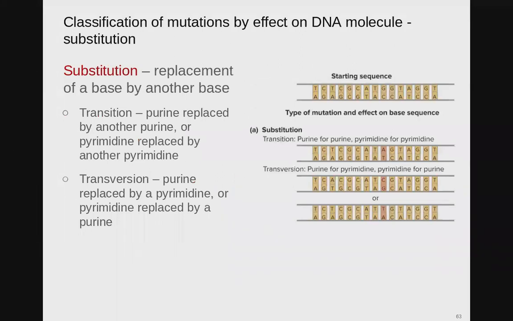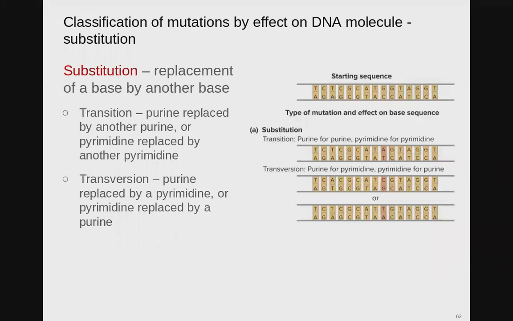Now, there are many different classes of mutations, and we're just going to go through them relatively quickly, because these are things that you guys have heard multiple times. But we have substitutions where we replace one base by another, which can lead to one of two different things: a transition, where a purine is replaced by another purine, or a pyrimidine is replaced by a pyrimidine, or a transversion, where a purine is replaced by a pyrimidine, or vice versa.